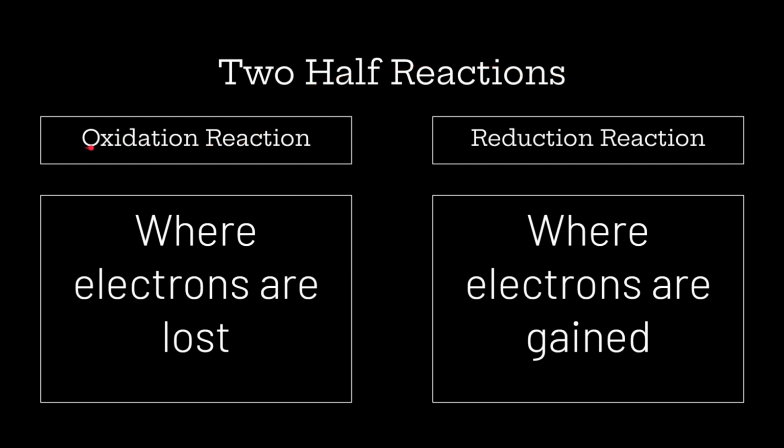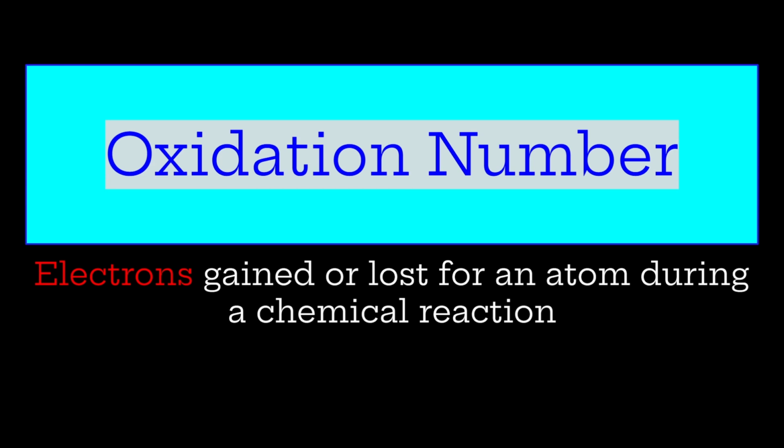And of these two half reactions, there's one oxidation reaction where an atom loses electrons. That's an oxidation reaction. And there's also a reduction reaction where an atom gains electrons. So these two half reactions combine to make a redox reaction, a reduction and oxidation reaction. In our examples, there's one pair. So this is the principle which you're going to use for our questions.